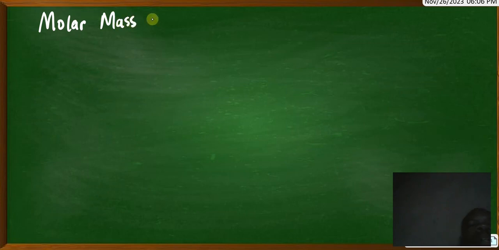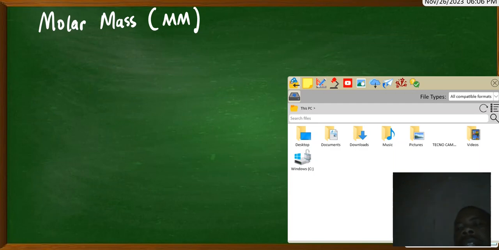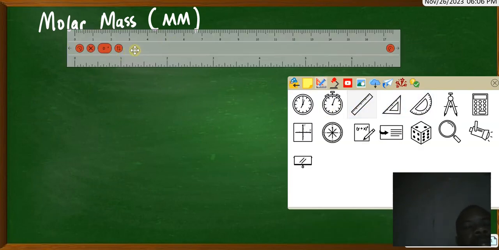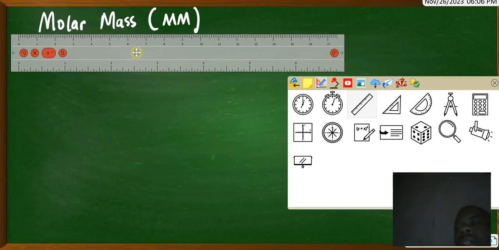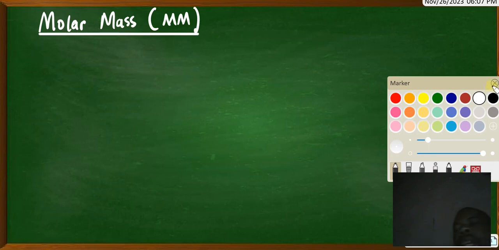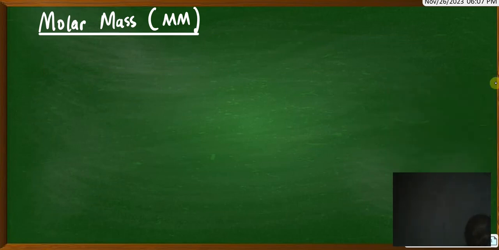Molar mass, which is abbreviated as M, capital M here like this. So this is molar mass. Let me just underline it like this. So this is a chemistry lesson and we are talking about molar mass. So let's define what molar mass is first of all.